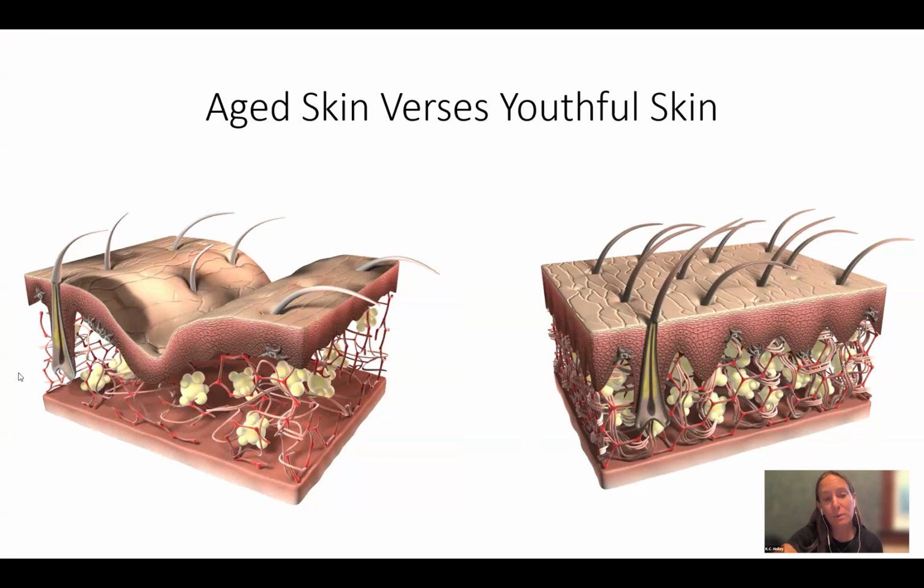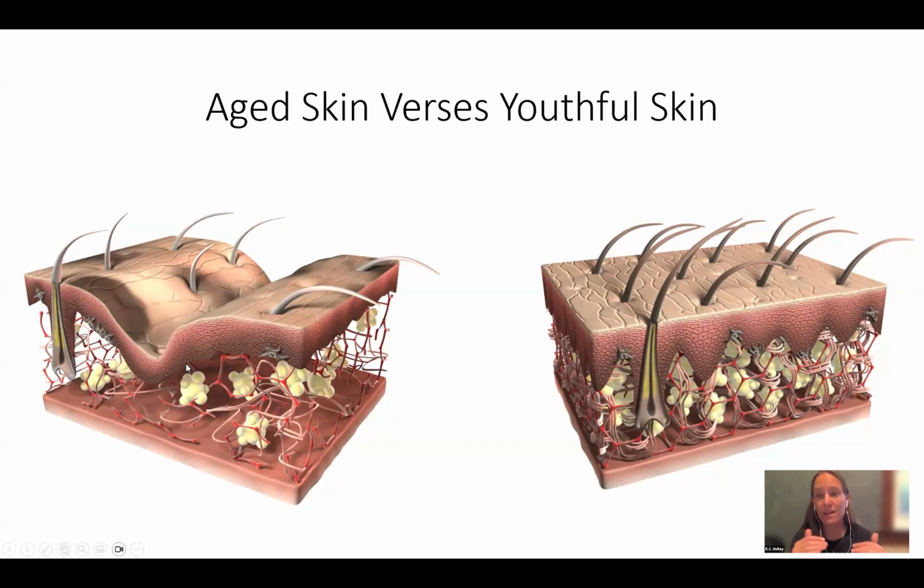You'll also notice that when we look at this aged skin, we start to see these melanosomes start to group together, and they start to overproduce pigmentation, and that can cause the appearance of age spots in the skin. And lastly, you can start to see that on this youthful skin, this area between the dermis and the epidermis is called your dermal epidermal junction.